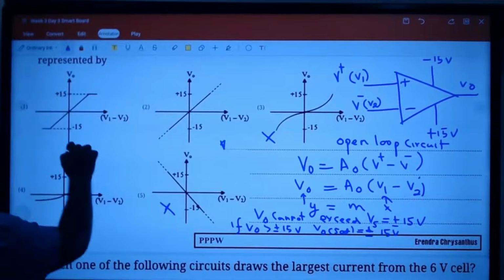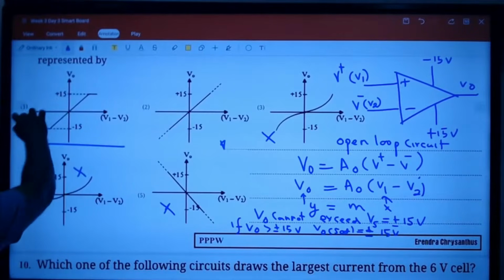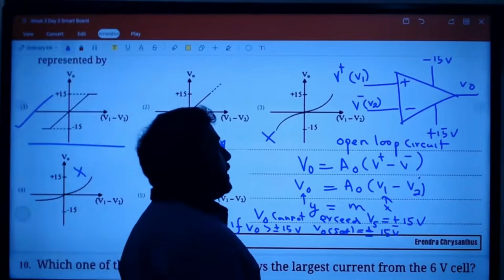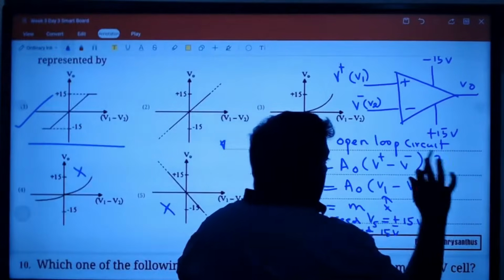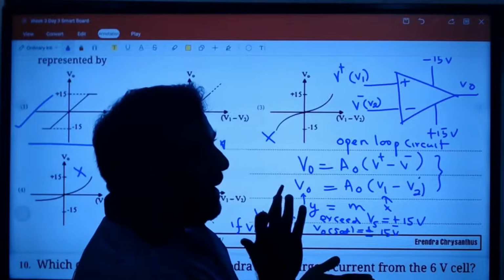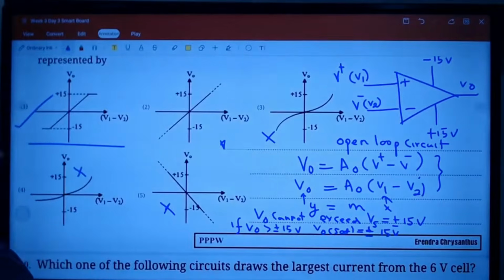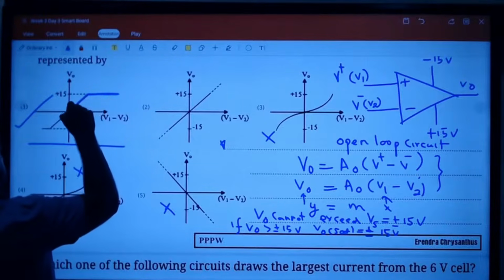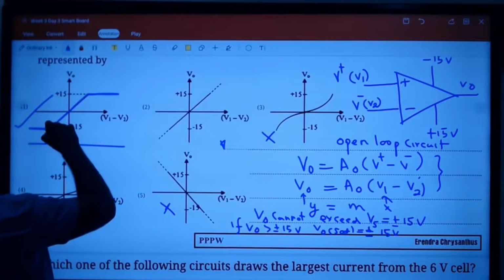The saturation graph is only here. Correct answer is answer number 1. These are open loop circuits, and the output can never exceed the supply. Therefore, saturation will take place.